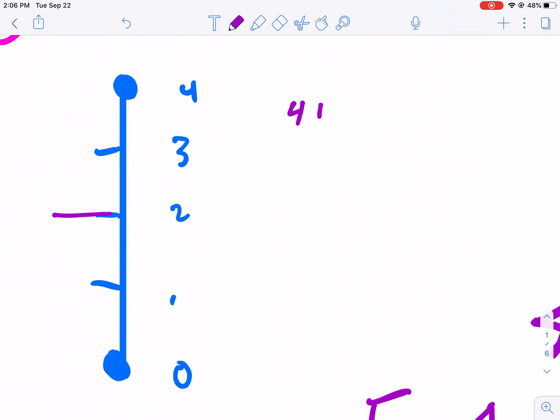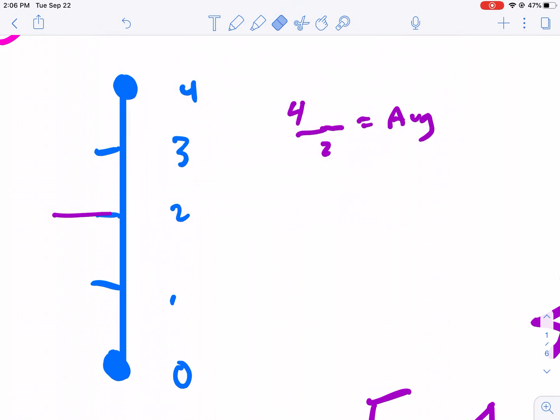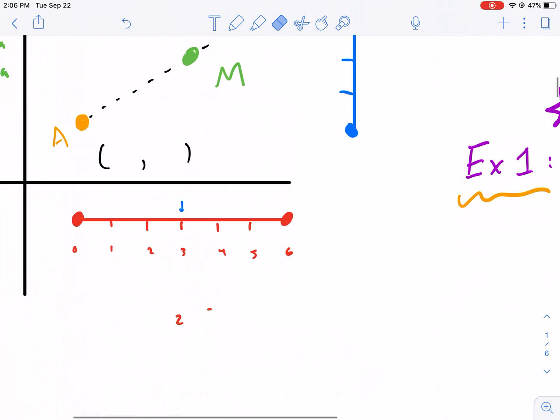Okay, another way of thinking about it is 4 plus 0, this guy and this guy, divided by the number of data points, 2, is equal to the average. 4 plus 0, and then we get 4 divided by 2 is 2. So 2 is the average, or 2 is the midpoint. Okay, so you can clearly see through distance and through using the average that we can find the midpoint of some straight lines relatively easily.